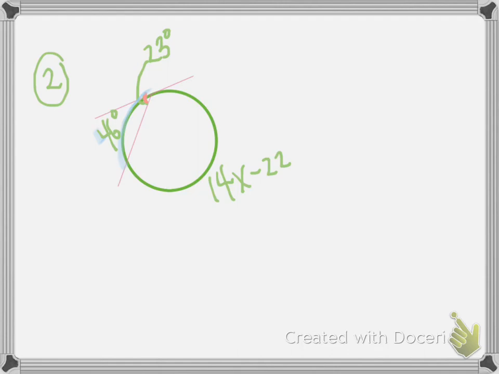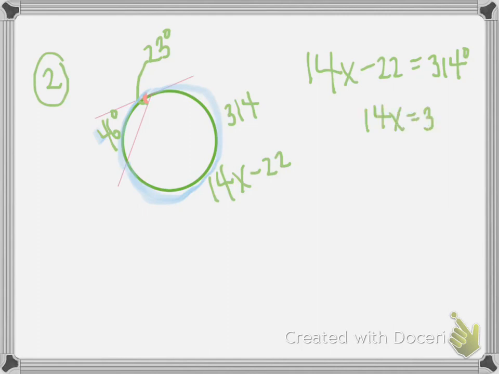So then I can find this arc. This arc over here will be 360 minus 46, which will be 314. So that means 14x minus 22 is going to be equal to 314. So add 22, so you'll get 14x equal to 336. Divide by 14, so x is going to be 24.